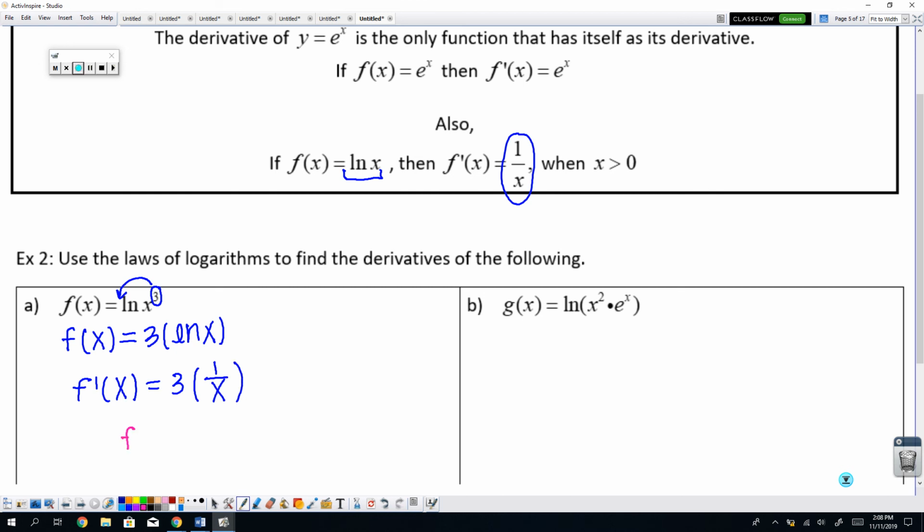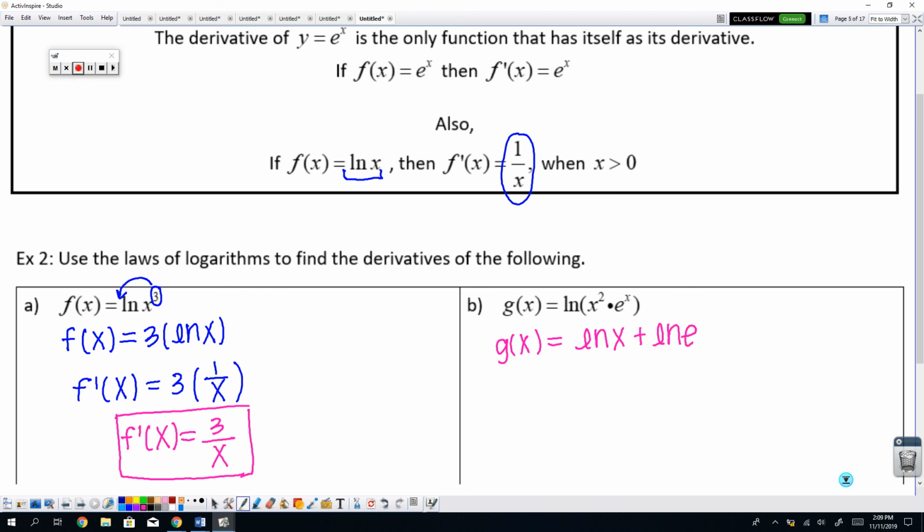That means that the final answer is f prime of x equals 3 over x. And that's all. Okay? Now we're going to do the same thing here, except this one takes a little bit more work because we have multiplication. So when we go to expand, multiplication becomes addition. So ln x plus ln e to the x.